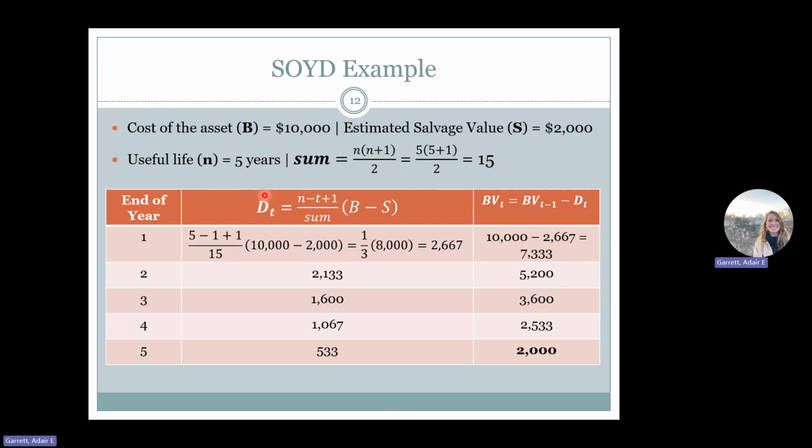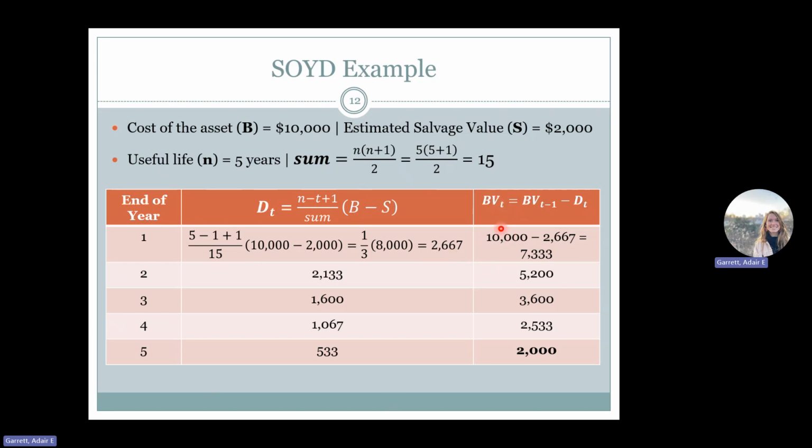We can calculate the depreciation charges each year by taking our sum and here our n minus t plus 1, 5 minus 1 plus 1, so 5 over 15, times the difference between our initial cost and our salvage value. So plugging that all in, we get 2,667. Then we can use this to determine the book value.